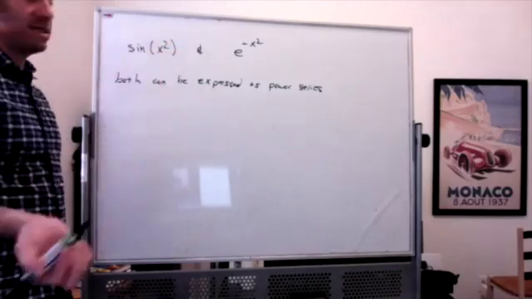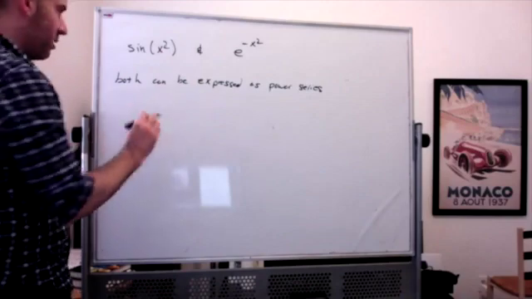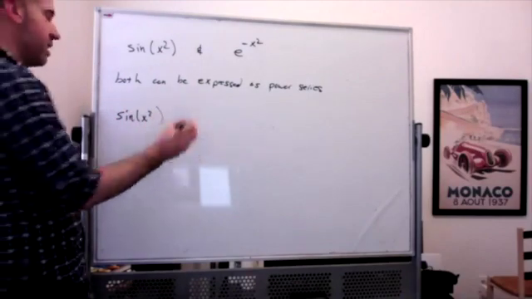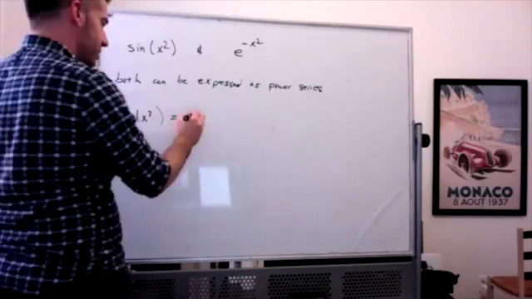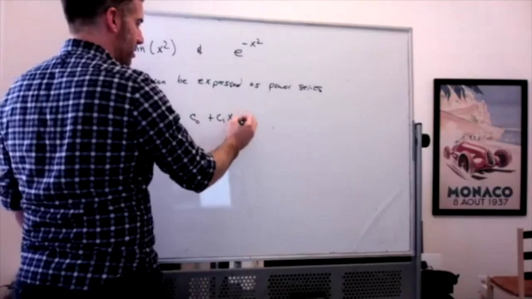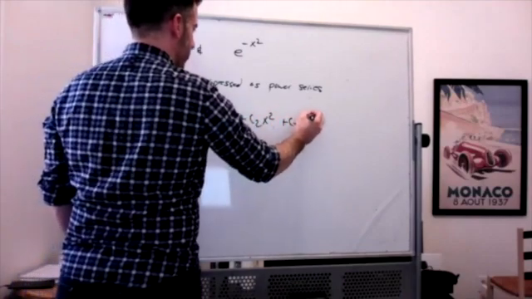But the reason this is nice is because we can write, and we'll see this in a minute, sine of x squared. I'm not going to say how exactly, but there's some way to write this as some constant, plus some constant times x, plus some constant times x squared, and so on and so on.